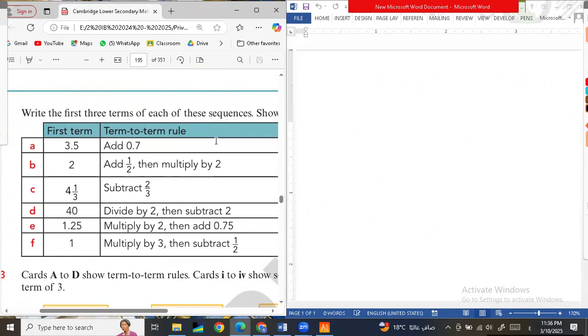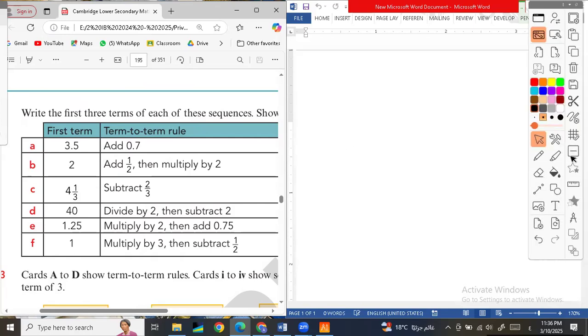Next is generating a sequence. You're creating the sequence. They're giving you the first term and also the term-to-term rule, and then they are requesting from you to generate the sequence or to write the first three terms. So let's do it here.